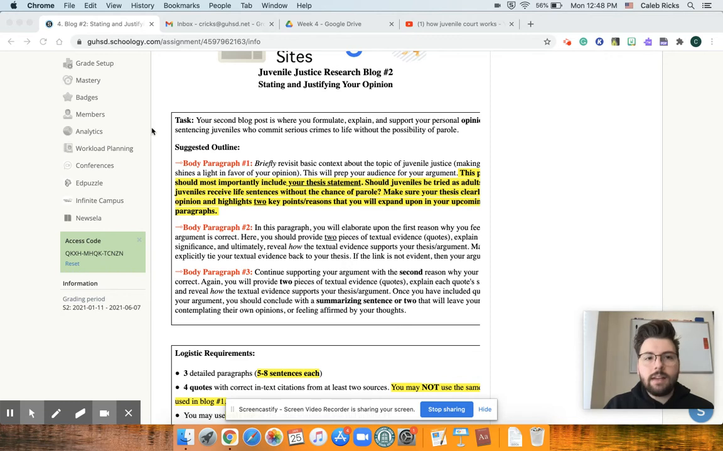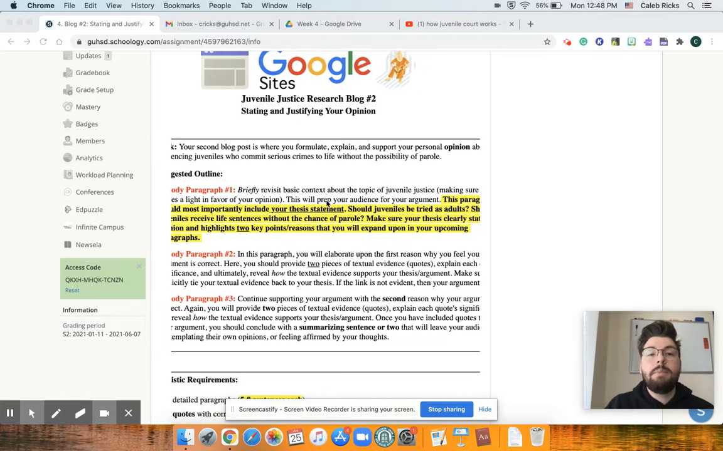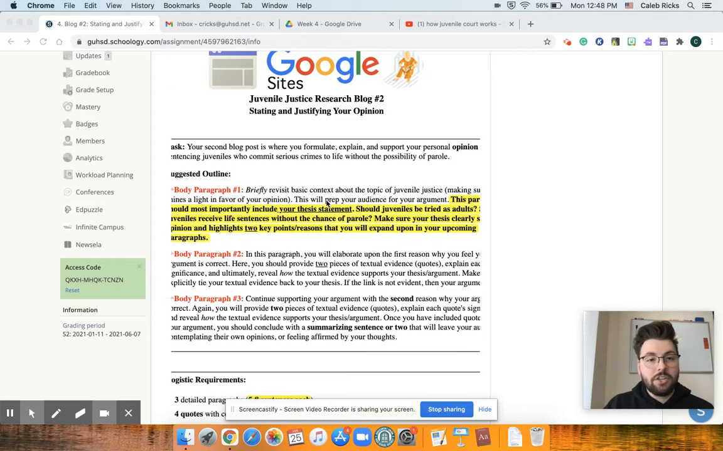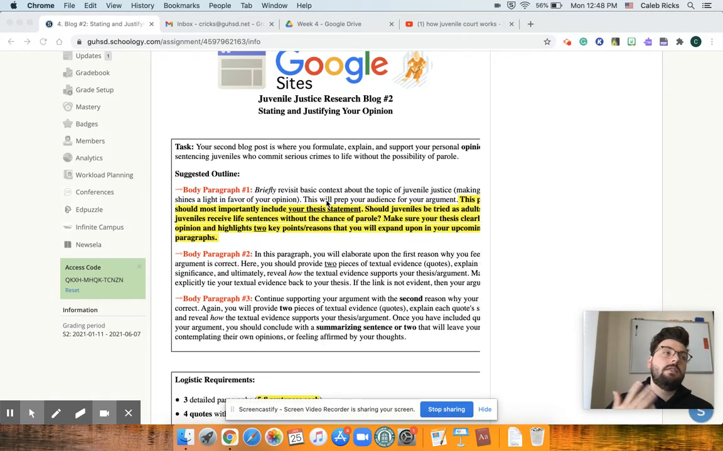And just like last week, I have a suggested outline for you here. So whereas last week was 2 paragraphs, this week is 3 paragraphs in total. So your first body paragraph, you're going to briefly revisit the basic context about the topic, making sure that you do this to shine light on your opinion.